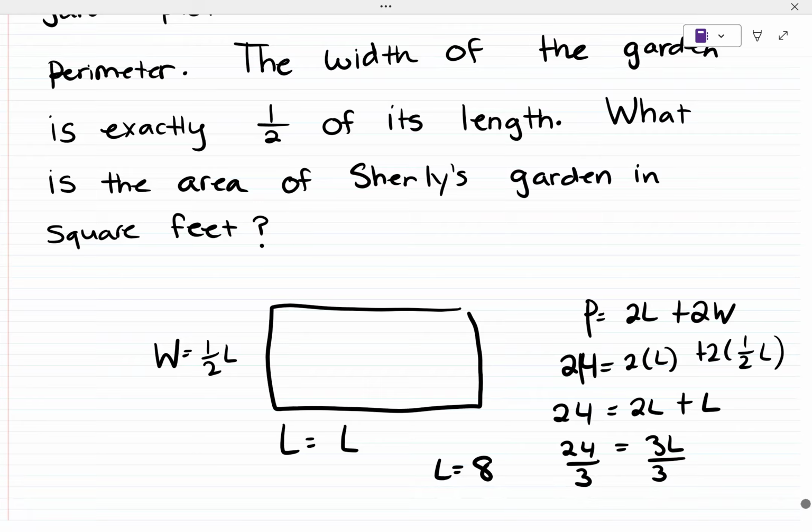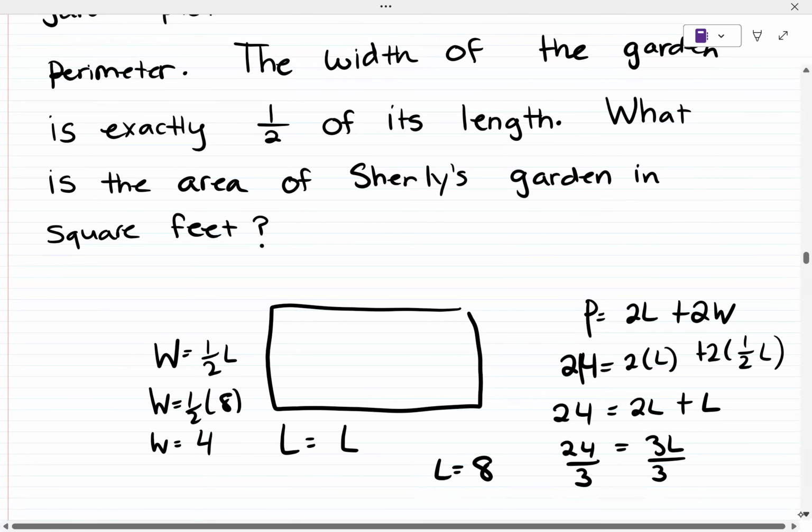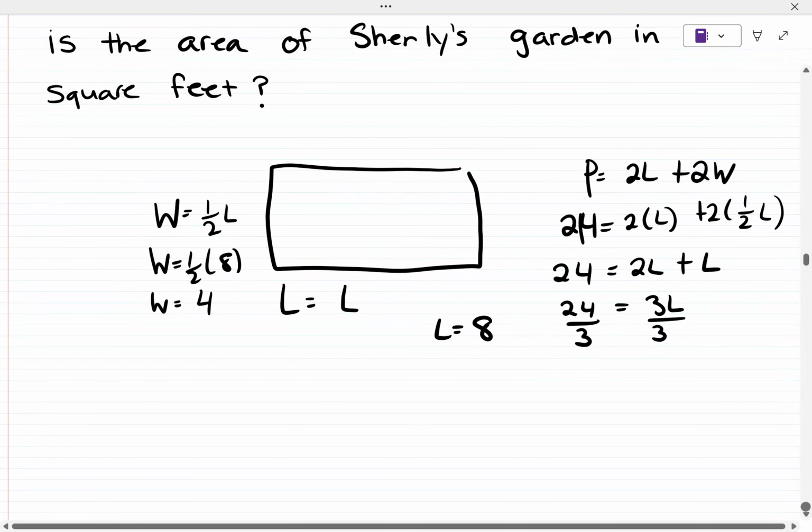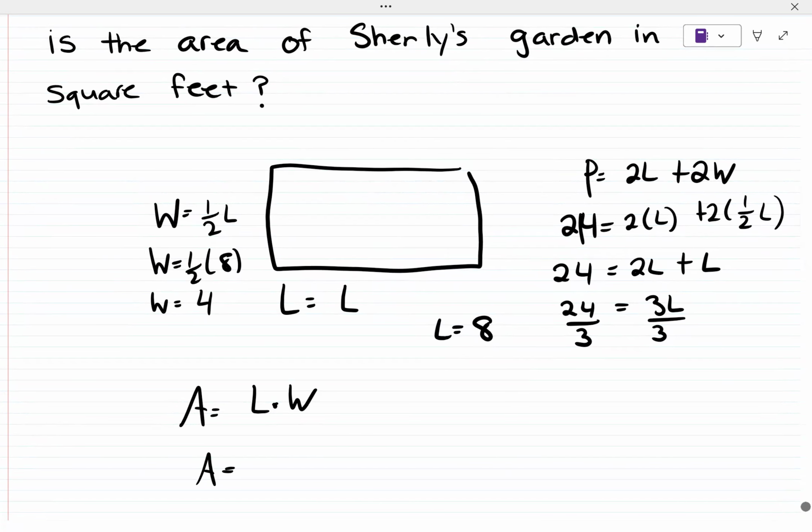What is the width? Now we can find the width, which is one half times L, which is one half times 8. One half times 8 is 4. Okay, so now we know the area. The area is length times width. My length is 8, and my width is 4, so it's 32 feet squared.